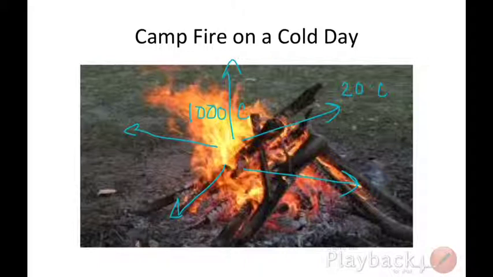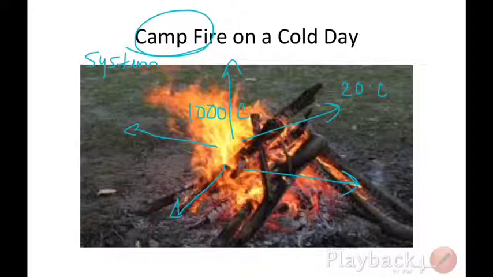So now, in order to say whether this is endothermic or exothermic, we have to define our system. The only real thing I see in this picture is the fire, so why don't we say the campfire is the system. Those arrows are clearly going out of the fire from that area of high temperature out into the air, which has the lower temperature. So this would be an exothermic process.